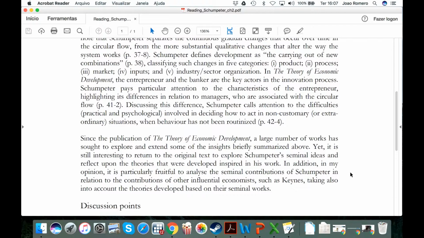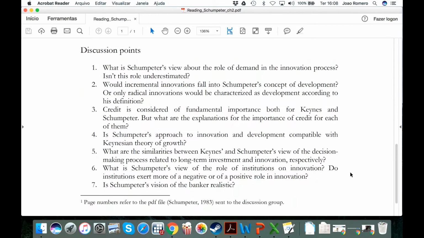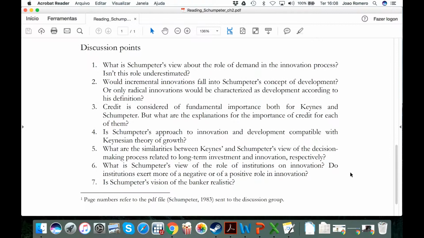So, basically, going straight to the discussion points, what I tried to do is mainly highlight some of the things that Schumpeter talks about in this chapter, and try to think of how close it is to some modern theories of development. Basically, for instance, if you think of the new Schumpeterian approach of national innovation systems, or if we compare to some Keynesian aspects of economic growth, which are more short-term.